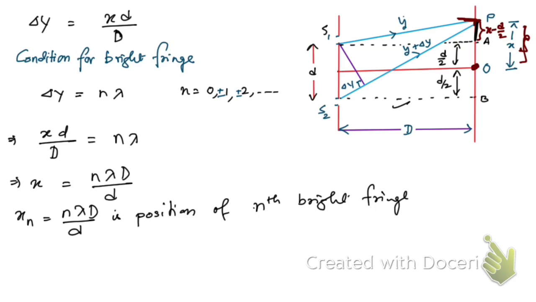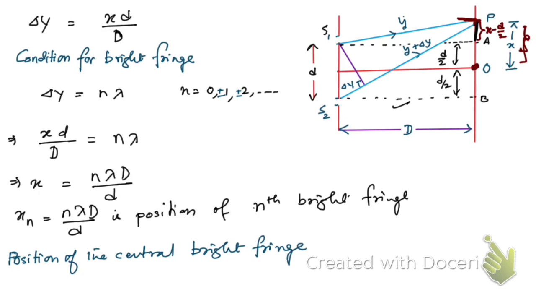Okay, now you see, the position of the central bright fringe will be obtained at O. That means at x is equal to 0, that is for n is equal to 0, right?